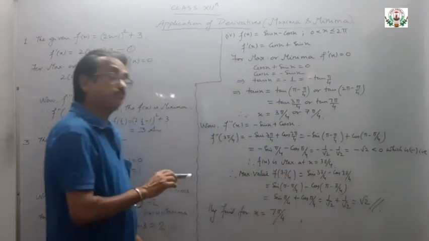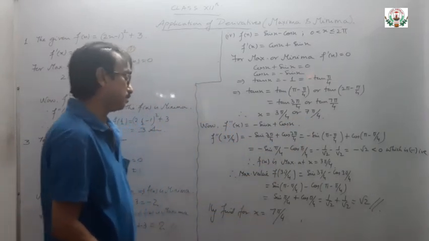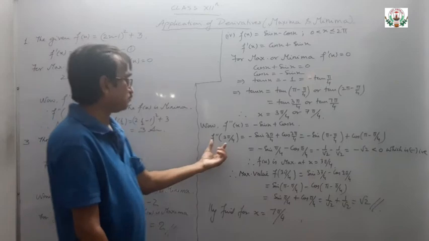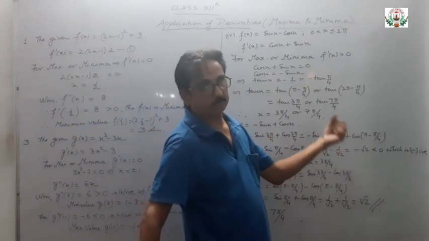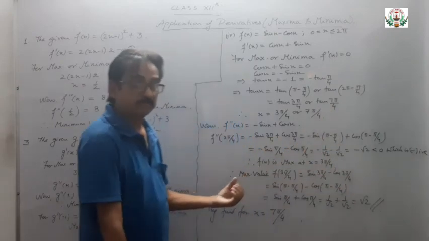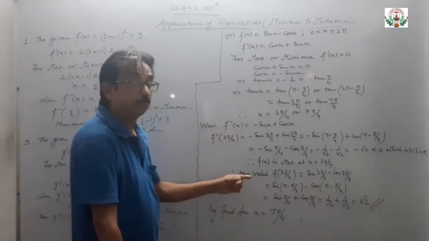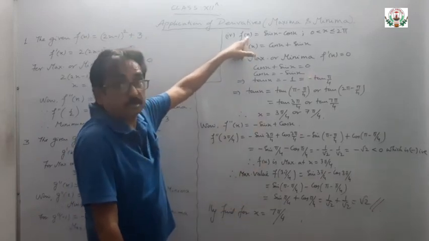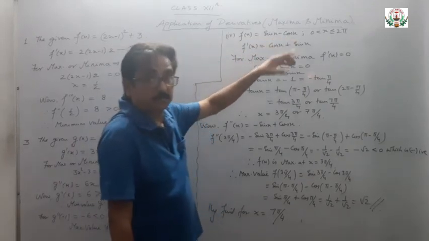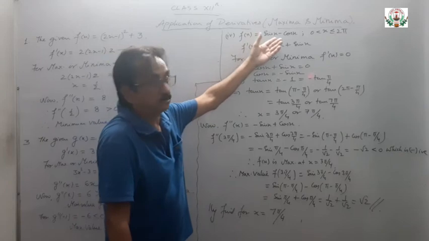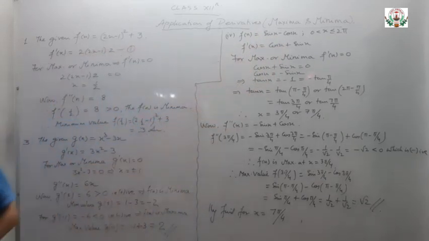So in the same way, you have to calculate for the second point also, 7 pi by 4. What you have to do is, in the same way, calculate f double dash of 7 pi by 4. If it is positive, it will be minima. If it is negative, then it will be maxima. If it is maxima, calculate the maximum value by putting x as 7 pi by 4 here, sin 7 pi by 4 minus cos 7 pi by 4, and if it is minima, you can substitute again and get the minimum value. Okay? Thank you.